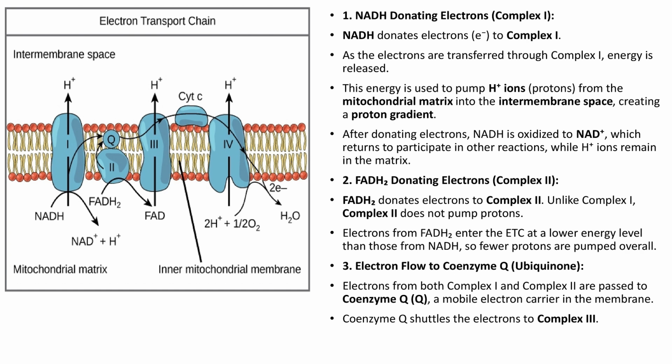3. Electron flow to coenzyme Q, ubiquinone. Electrons from both complex 1 and complex 2 are passed to coenzyme Q, which is a mobile electron carrier in the membrane. Coenzyme Q shuttles the electrons to complex 3.